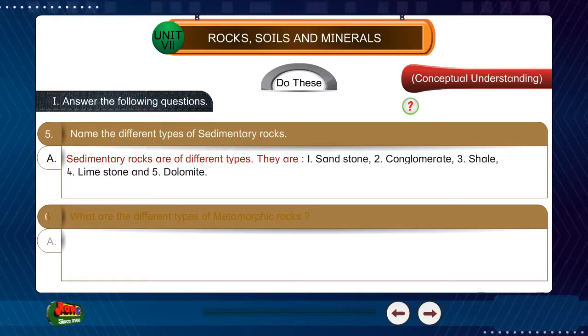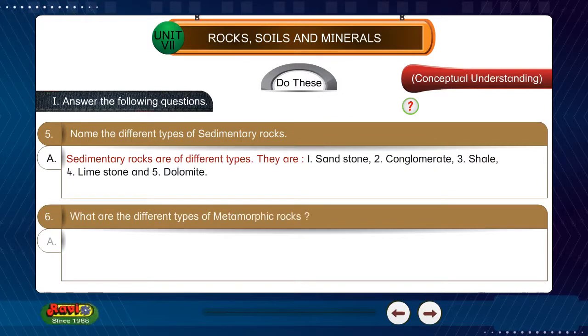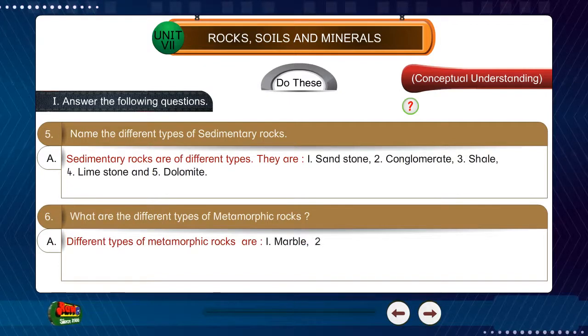6. What are the different types of metamorphic rocks? Answer. Different types of metamorphic rocks are 1. Marble, 2. Slate, 3. Gneiss, 4. Quartzite and 5. Coal.